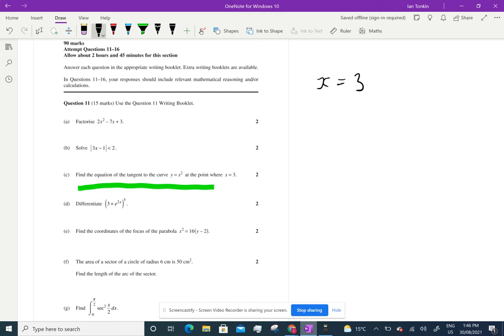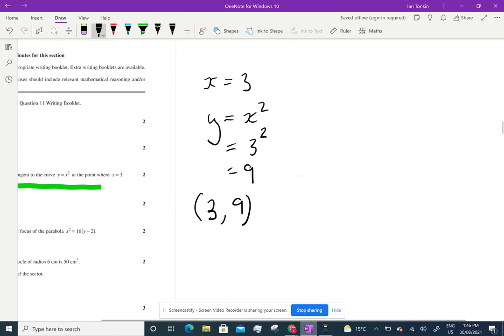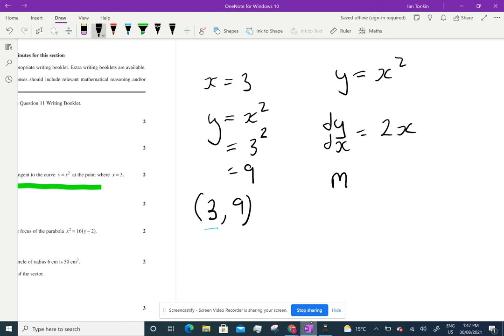Hold on, I'm going to sneeze now. Excuse me. So I get y equals x squared. Well, 3 squared is 9. So I've now got my point, (3, 9). I just need the gradient of the tangent. Well, if y equals x squared, dy/dx equals 2x. At x equals 3, the gradient of the tangent is 2 times 3, that's 6. So now I have a point and I have a gradient.